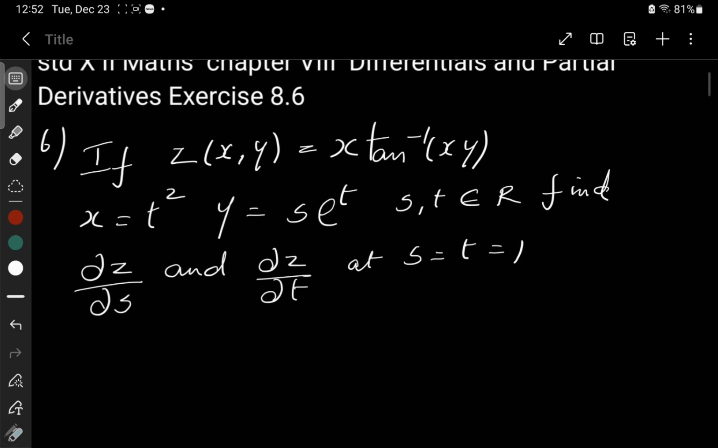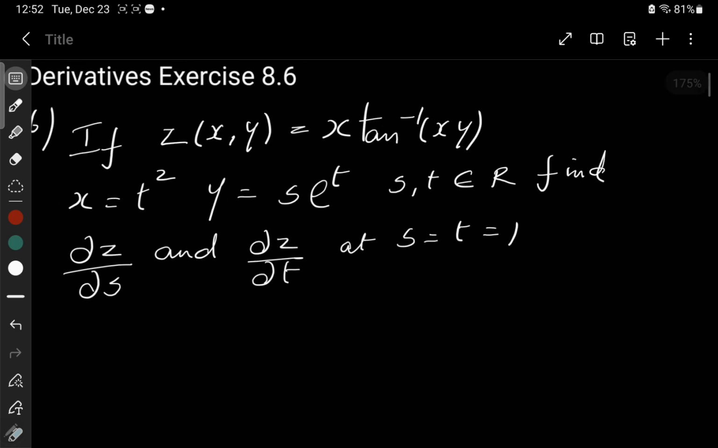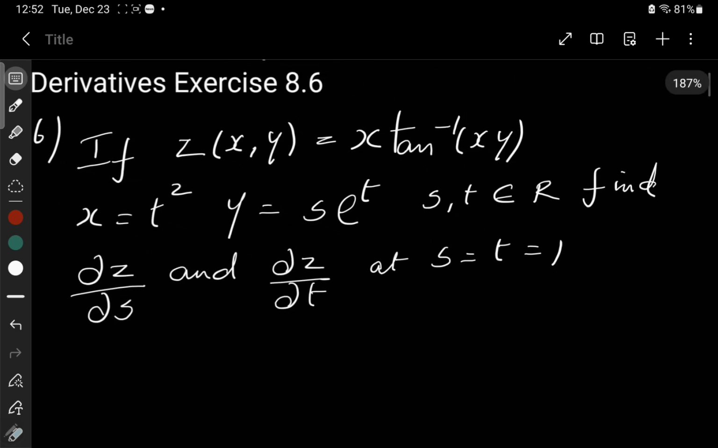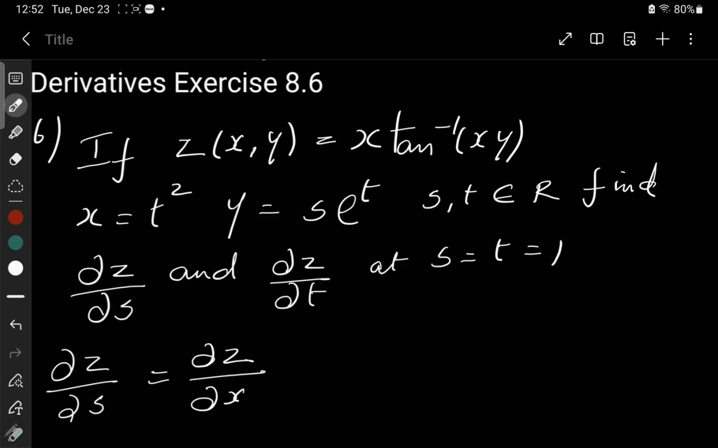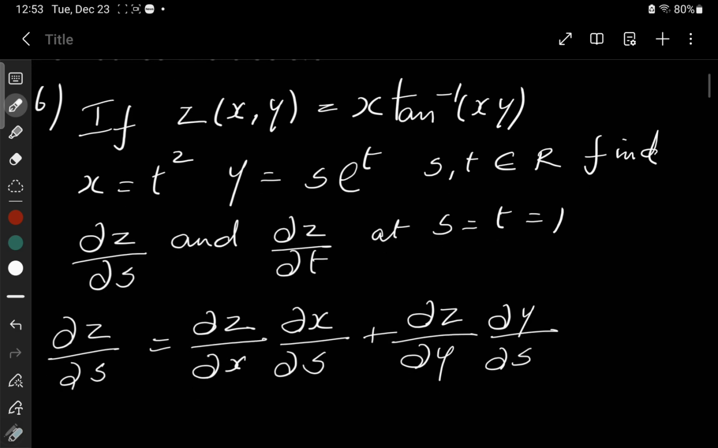See the question, find dou z by dou s. So in dou z by dou s, first I differentiate z with respect to x partially. Again, differentiate x partially with respect to s, plus dou z by dou y into dou y by dou s.